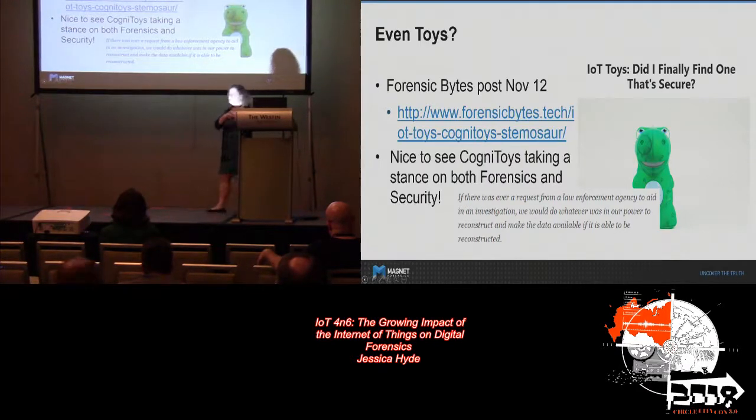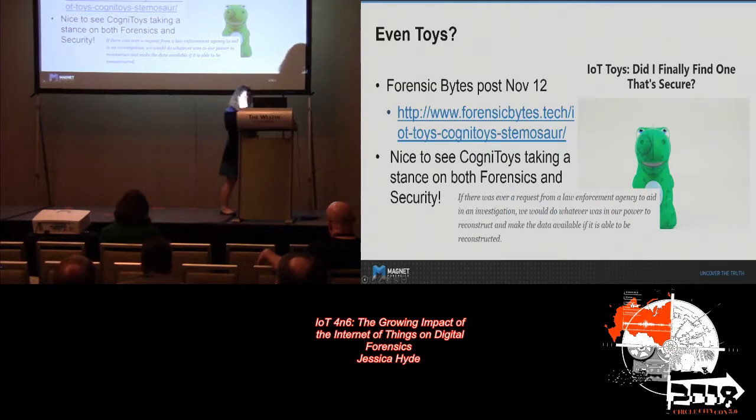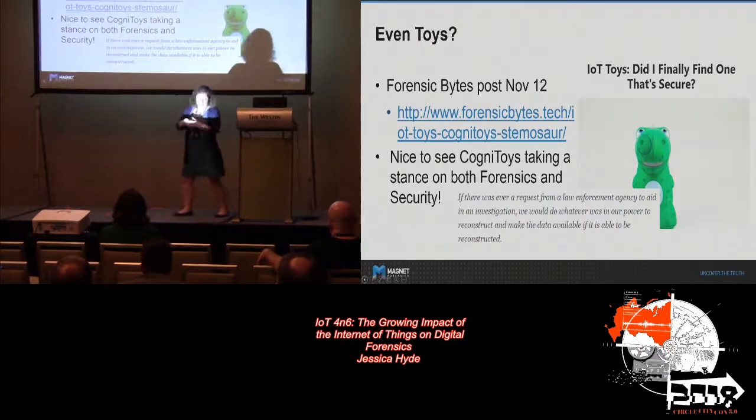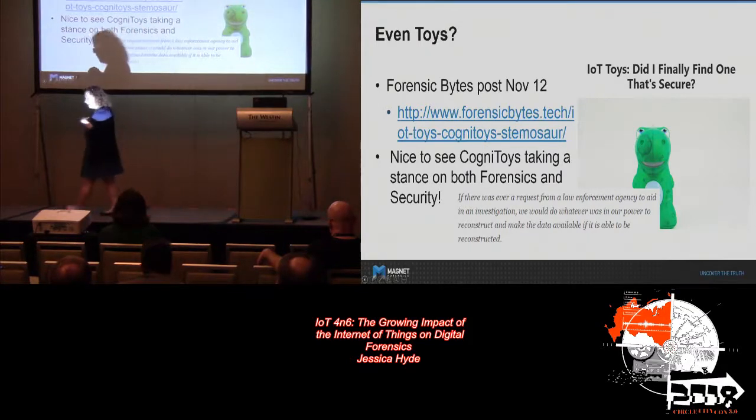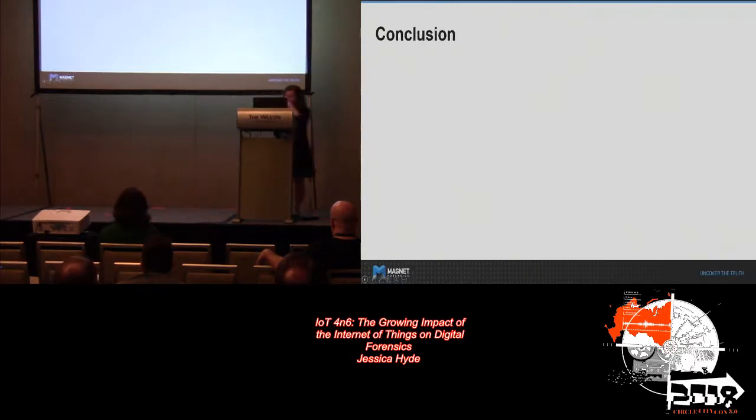And they actually publicly took a stance on both forensics and security, so I just wanted to take a moment to applaud them. They said that if they ever get a request from law enforcement, they're going to aid in the investigation and do whatever they need to reconstruct the data. However, they have made a strong security posture and have made sure that data on the device is encrypted, as well as what's being stored out, as well as the mobile app. So I just want to applaud a company that is both taking security seriously, but also taking their responsibility to law enforcement seriously when a crime is committed, especially when it could be a crime against a child or security and vulnerabilities against a child.